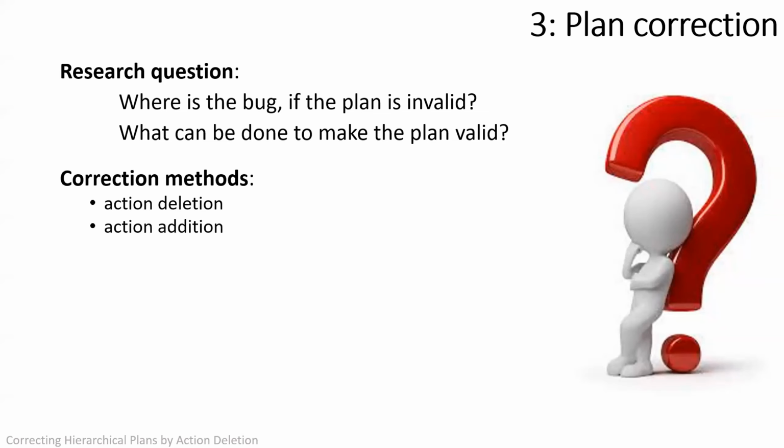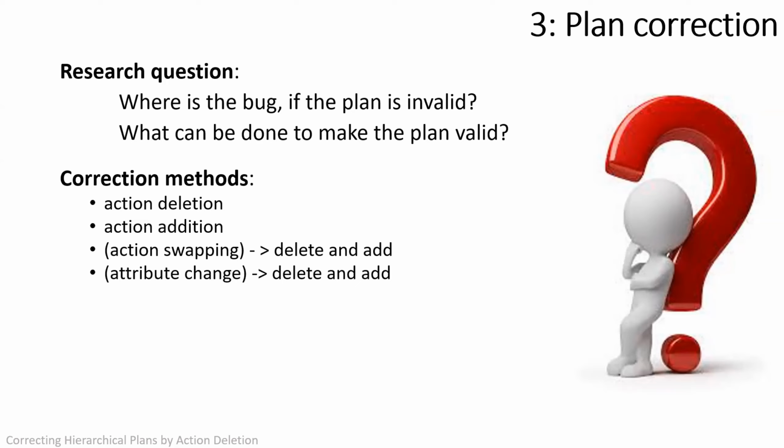So what are some correction methods? The first that comes to mind is action deletion and action addition. And this seems to be all we need. Some of you might say, well, what about action swapping? In order to do an action swap, we just need to delete the actions that we want to swap and then add them in the correct order. What about attribute change? Again, we can just delete the action that we want to change the attribute of, and then add back the new one with the right attribute.